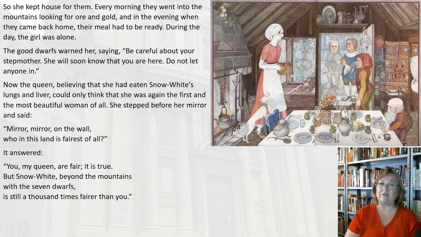Now the queen, believing she had eaten Snow White's lungs and liver, could only think she was again the first and most beautiful woman of all. She stepped before her mirror and said, "Mirror, mirror on the wall, who in this land is fairest of all?" It answered, "You, my queen, are fair, it's true. But Snow White, beyond the mountains with the 7 dwarfs, is still 1,000 times fairer than you."